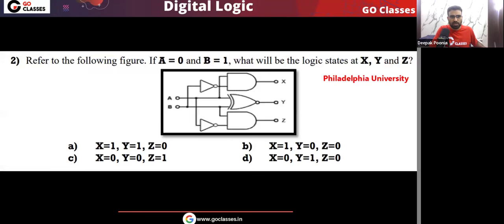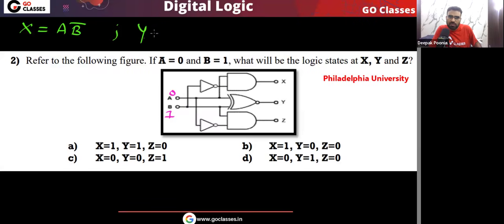So very simple point. Let's come back to this question. The question is saying that A is 0, B is 1. Now the question is asking what are the logic states at outputs X, Y, Z. So let's focus on X. What are the inputs of X? This is an AND gate, and one of the inputs is A, another input is B bar, because this is the NOT. So here you can easily see that X is equal to A B bar. Agree? One input is A, and another input is B bar. So A B bar, this is X.